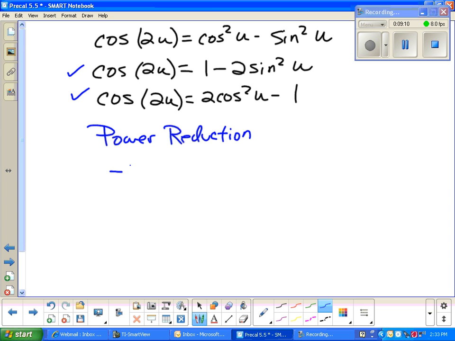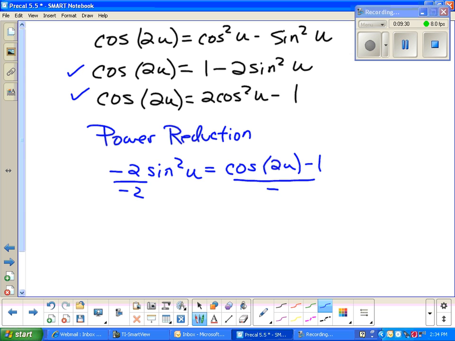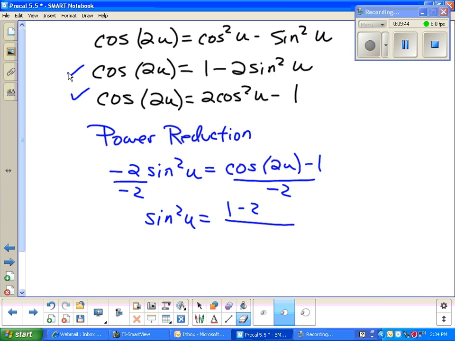I'll end up with negative 2 sine squared u equals cosine 2u minus 1. I'm just taking this formula and subtracting 1 from both sides. Right. Now I divide both sides by negative 2. And I get the formula that sine squared u can be reduced down to. Now I'm going to do some adjustments with the negative. Negative by negative is a positive. All I'm doing is reversing the numerator so that I get rid of the negative sign, all over 2.